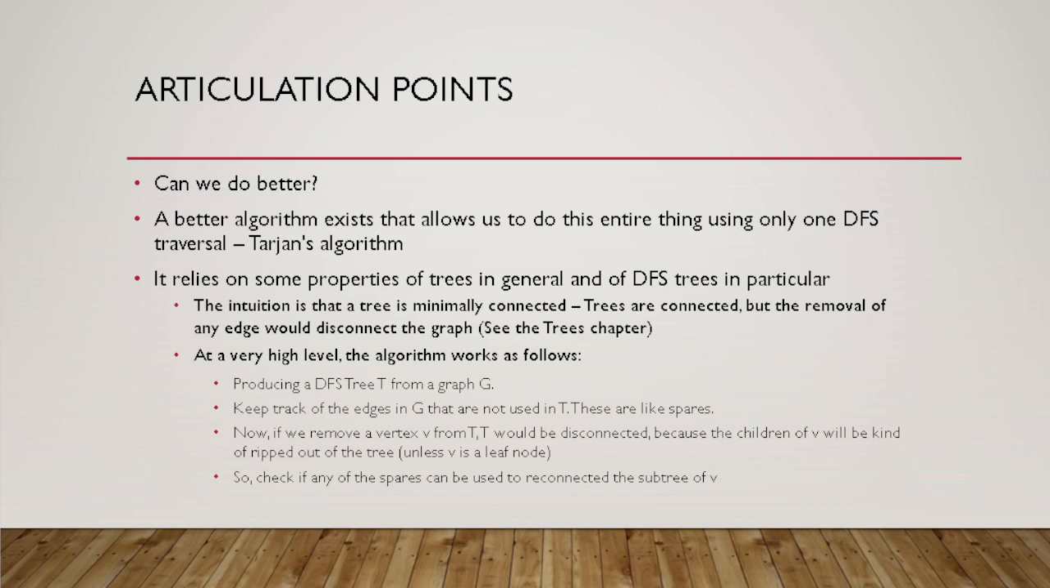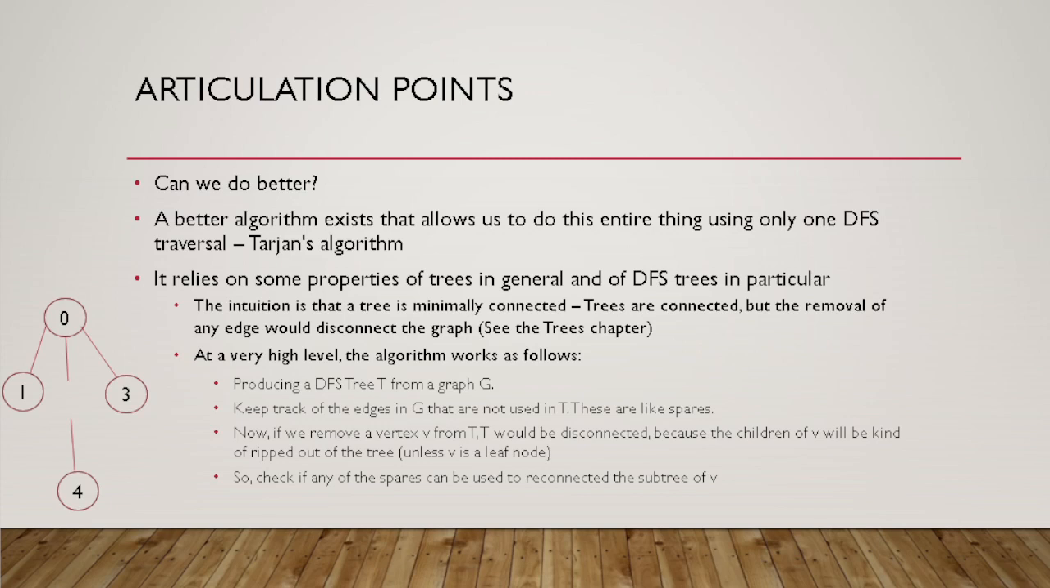So now, if we removed a vertex from T, it would become disconnected, right? Because T is a tree. So its children would just not be able to get back to the root, right? Here's an example of a tree. Now let's say I removed vertex 2. Then there's no way of getting from vertex 4 to vertex 0, right? So the child of 2 becomes disconnected, unless the one we removed is a leaf node.